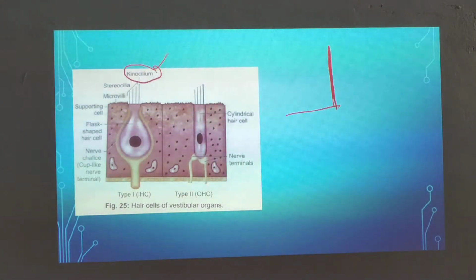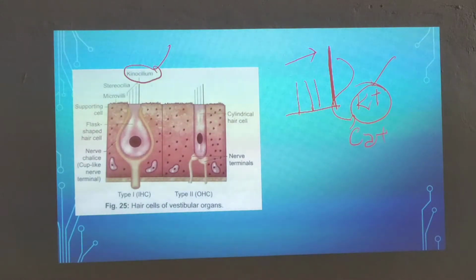Kinocilium. Okay. What are the small things that are there? Stereocilia. Okay. So when they move together, they go towards one side and then the other, and they go for the depolarization, hyperpolarization cycles, and then they go for potassium and also calcium release. So these are the important points that one should know.